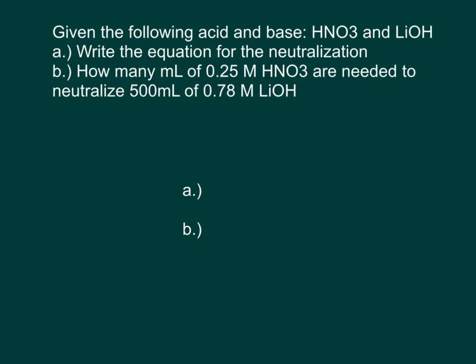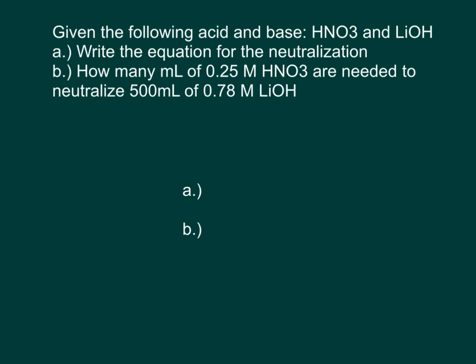So we're going to do the first number of moles we see times the first volume we see, equals the second number of moles we see times the second volume that we see. Now all we do is plug in our numbers. We're going to do 0.25 times our first volume, which we're trying to find, so that's x, equals our second number, 0.78, times the second volume, which is 500.